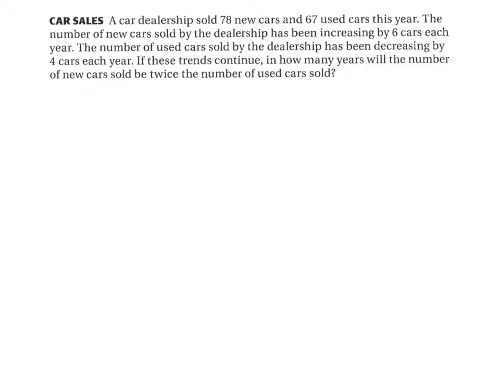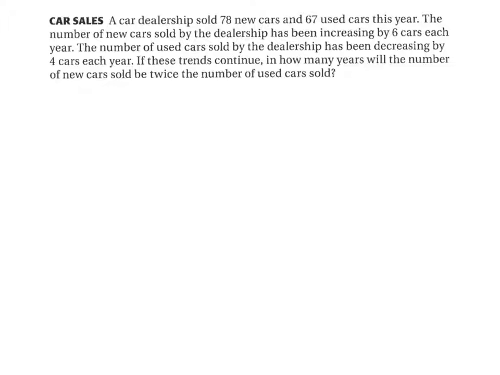Alright, we're going to take a look at just one more example here, but this one is kind of tricky, so follow along closely. A car dealership sold 78 new cars and 67 used cars this year. The number of new cars sold by the dealership has been increasing by 6 cars each year. The number of used cars sold by the dealership has been decreasing by 4 cars each year. If these trends continue, in how many years will the number of new cars sold be twice the number of the used cars sold? So we need to underline the question here.